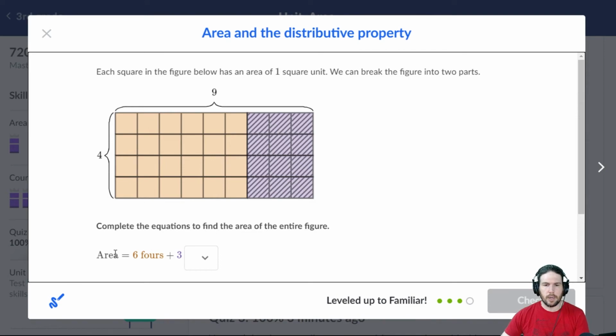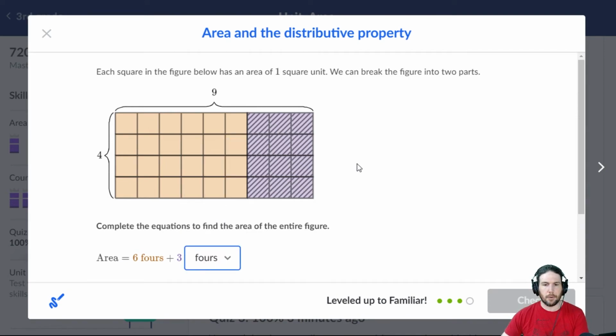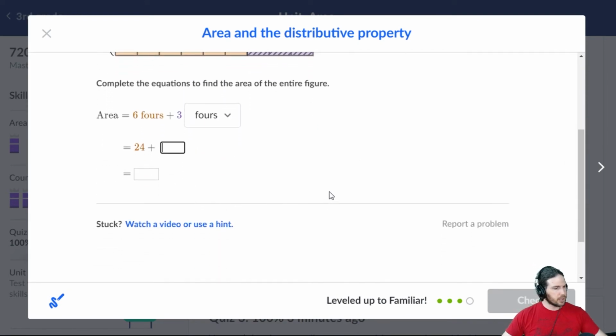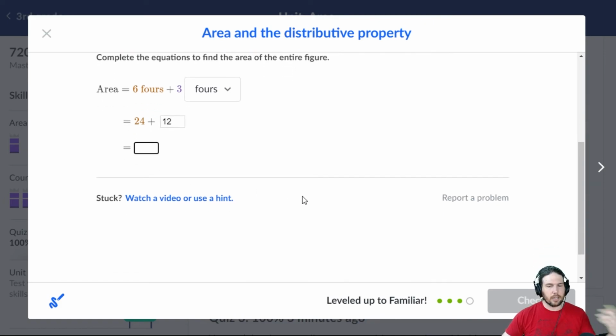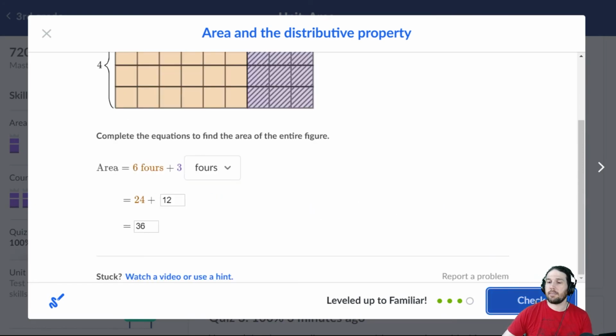9 by 4. If I have 6 4s and 3 4s, that makes 9 4s. This isn't necessarily how I would go about adding this area up, but if it helps even one student, then I'm glad I'm teaching it.